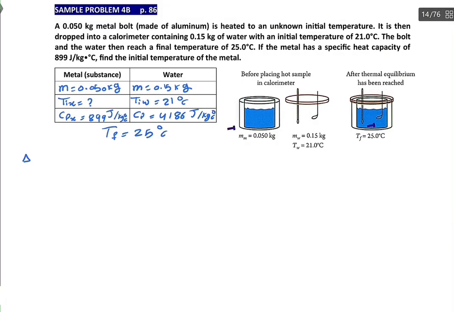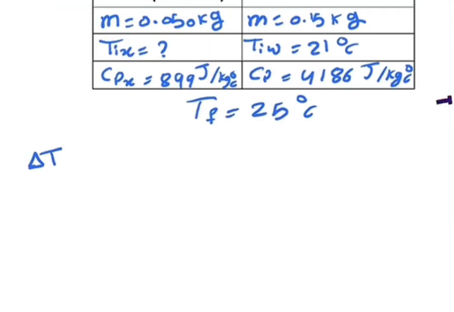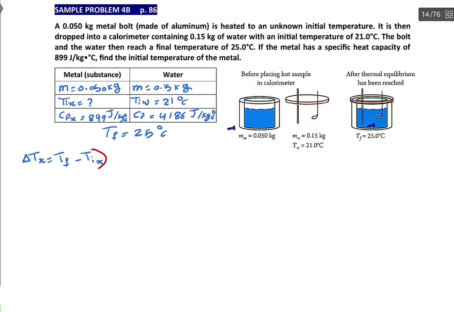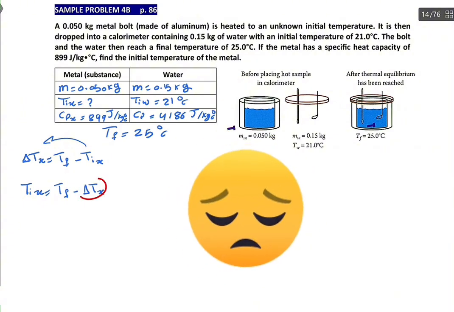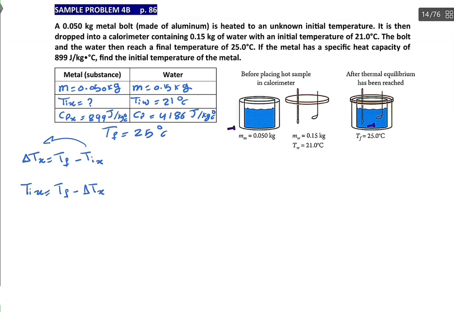Now, let's think about the temperature change of the metal. The temperature change is found by subtracting the starting temperature from the final temperature. In this case, we already know the final temperature, but we don't know the starting temperature of the metal. To find it, we can change the equation so that the starting temperature of the metal is equal to the final temperature minus the temperature change. But right now, we don't know how much the metal's temperature changed, so we need to find that first. What do we do next?